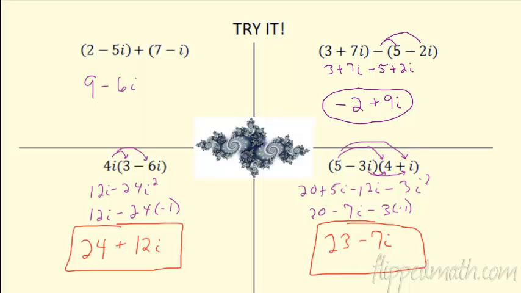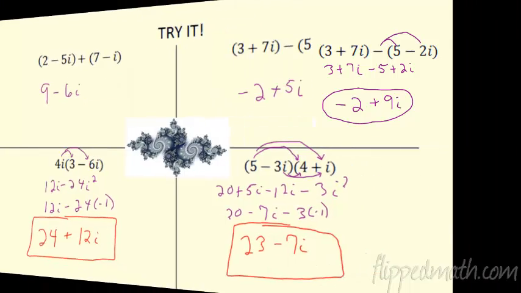All right, here they are right here. So hopefully your answers match up. Just be careful with that i squared down here and over here, that you're making it -1, and it simplifies down to those. Awesome. Moving on.